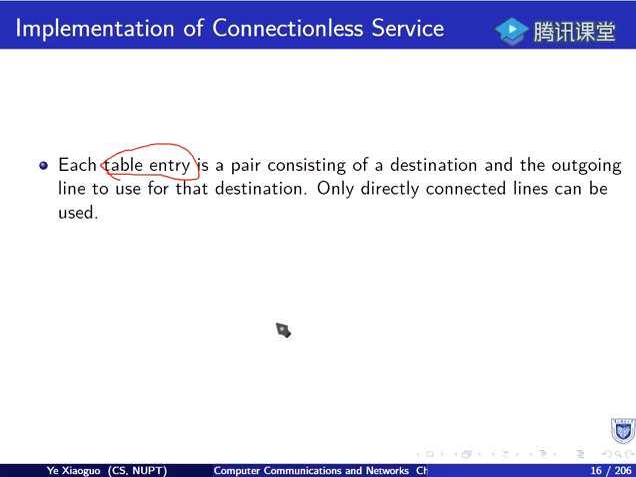Outgoing line to use for that destination. Only directly connected lines can be used.